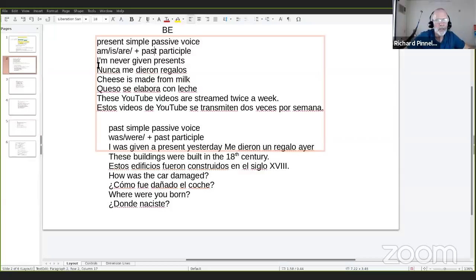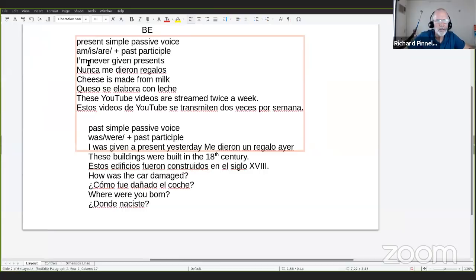I'm never given presents. Verbo be más pasado participio, en este caso, del verbo give. Ahora, si quieren aprender inglés, tienen que aprender los verbos irregulares. Give es un verbo irregular. Como en la clase anterior, abajo hay un enlace de mi sitio web donde pueden encontrar un PDF con los verbos auxiliares más un MP3 que todos pueden descargar completamente gratis.